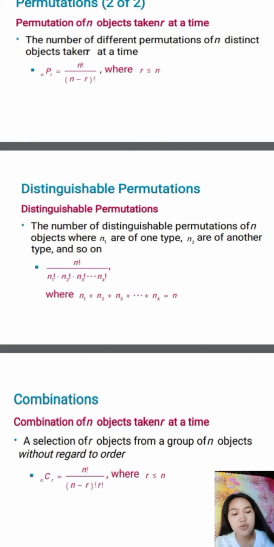So the probability of being dealt 5 diamonds is equal to 13C5 over 52C5, which is 1,287 over 2,598,960, which is approximately 0.0005.